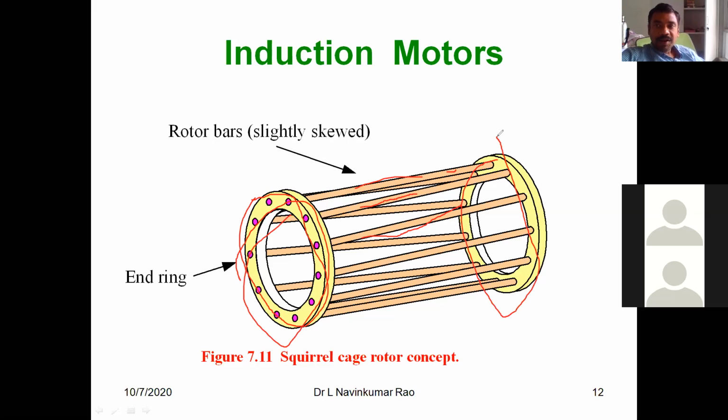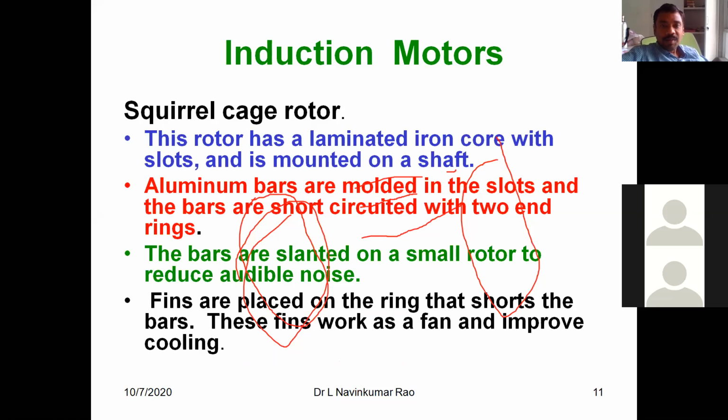And the second thing, one statement is given: rotor bars are slightly skewed, or we call it slanted. Why is it slanted? Here it is written, the bars are slanted on a small rotor to reduce the audible noise. We slant them to reduce noise. Okay.